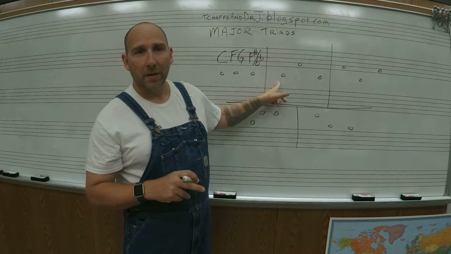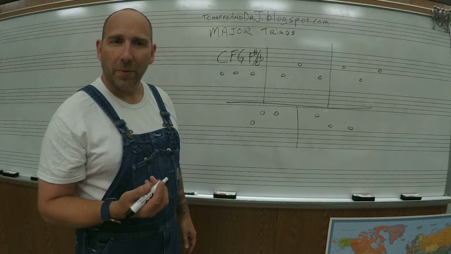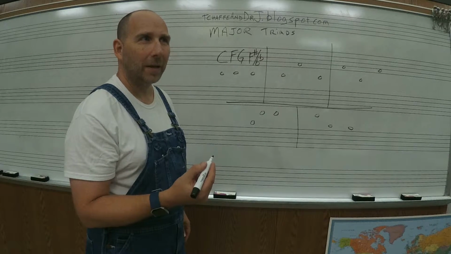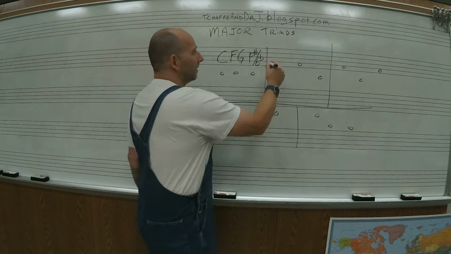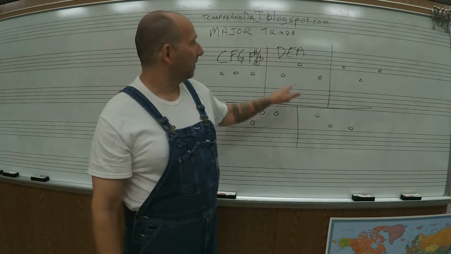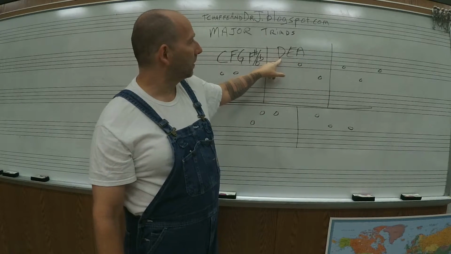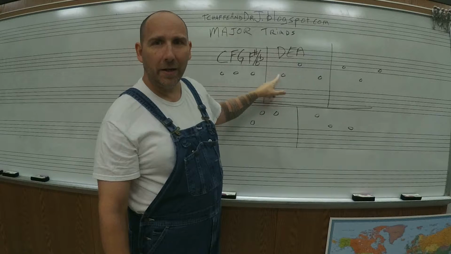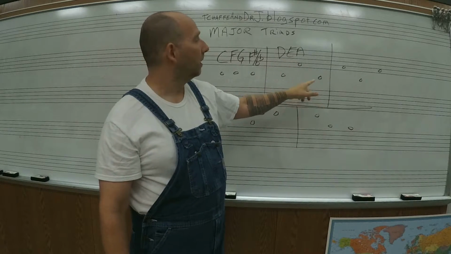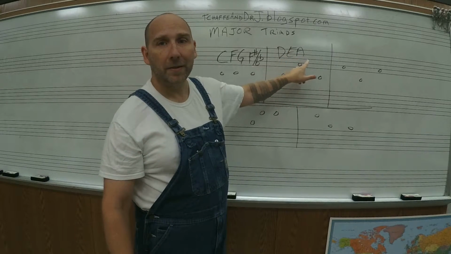Our next shape is an A shape or a tent shape, and it's easy to remember what these 3 are because there's a nice little acronym, abbreviation, DEA, Drug Enforcement Agency. These 3 triads are in the shape of a tent. The triad for D is D, F sharp, A. The triad for an E is E, G sharp, B. The triad for an A, these are all major triads, A, C sharp, E.